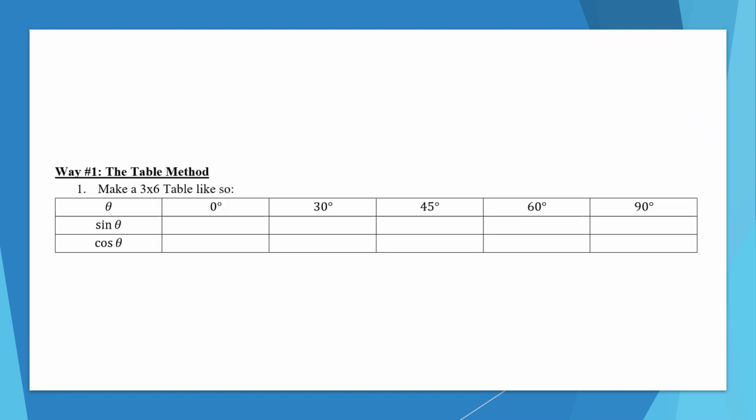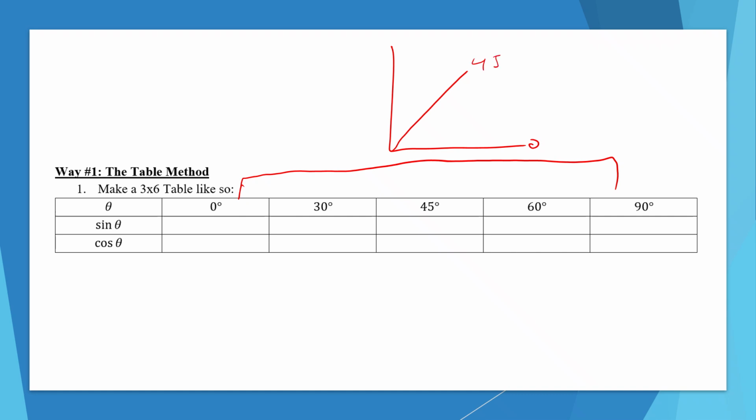This is going to be the table method, and so you're going to start by making a 3x6 table like this, with all the angles from 0 to 90 degrees. So in the first quadrant, remember this is going to be 0, 45 directly in the middle, 90, and then if we cut this into thirds, you have 30 and 60 degrees as well. And then we just want the sine and cosine values, so you're really not worried about tangent here. So let's work through this step by step.